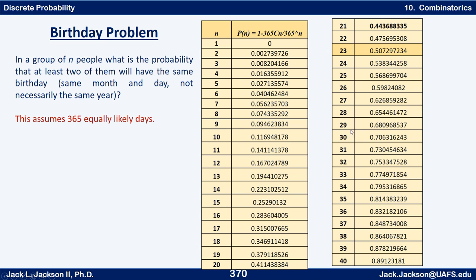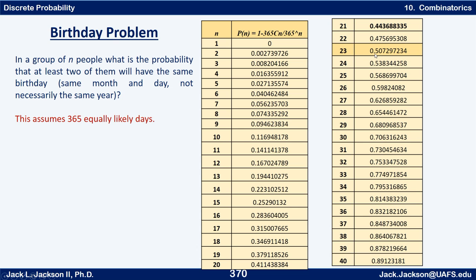And notice if you're talking about 30 people, that's almost a 71% chance that there will be 2 of them with the same birthday. And at 40, which is what I mentioned first, it's a really good bet, over 89% chance that they're going to have 2 people with the same birthday in a group of 40 people. So if you had 40 people, that's a really good bet. 30 people, it's still not as good a bet, but still the odds are definitely in your favor there.